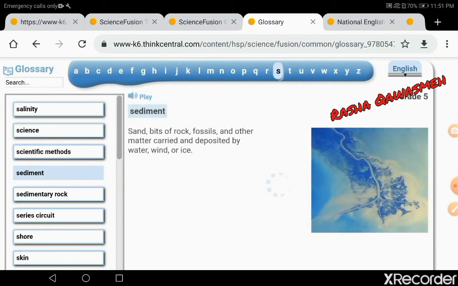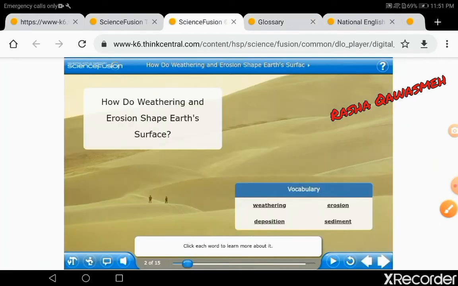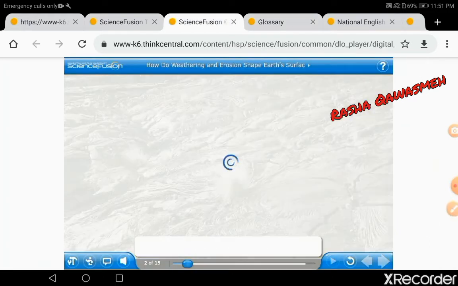Sediment. Sand, bits of rock, fossils, and other matter carried and deposited by water, wind, or ice. Because it will be so easy to be carried by wind, ice, water, when it is bits of rock, pieces like sand, fossil, bits of rock. Okay. Next.